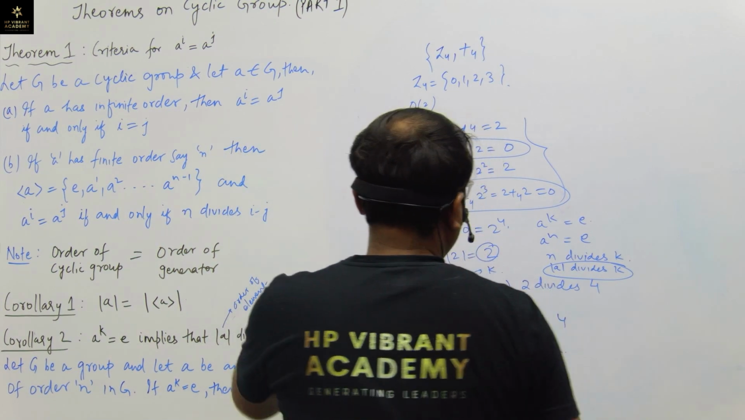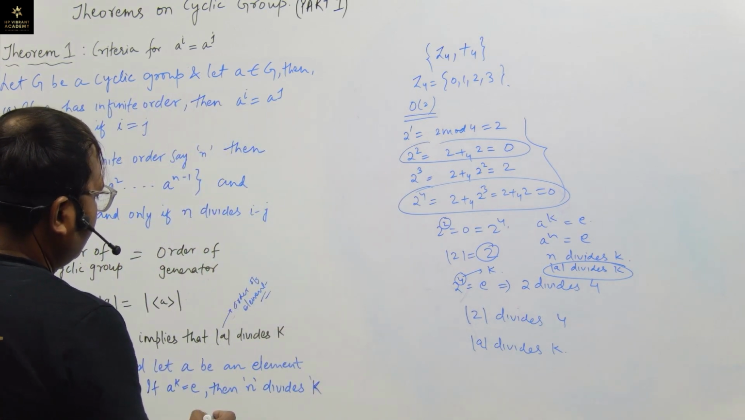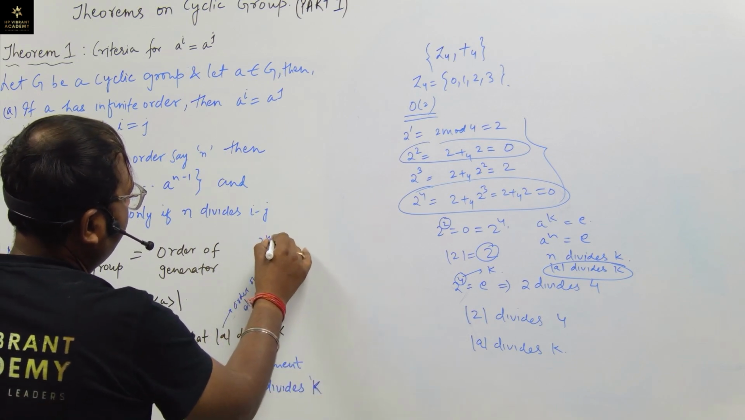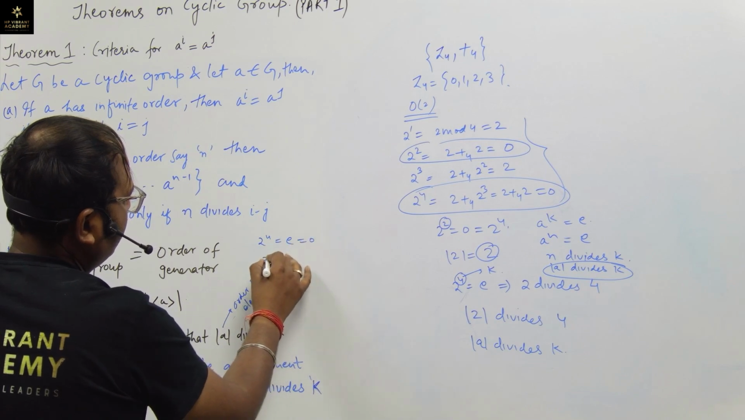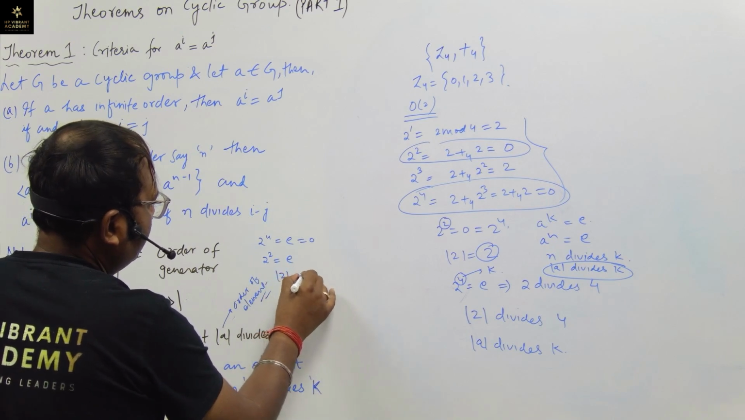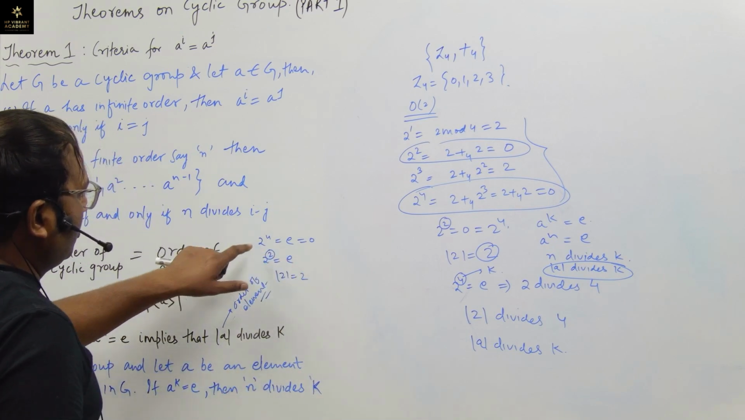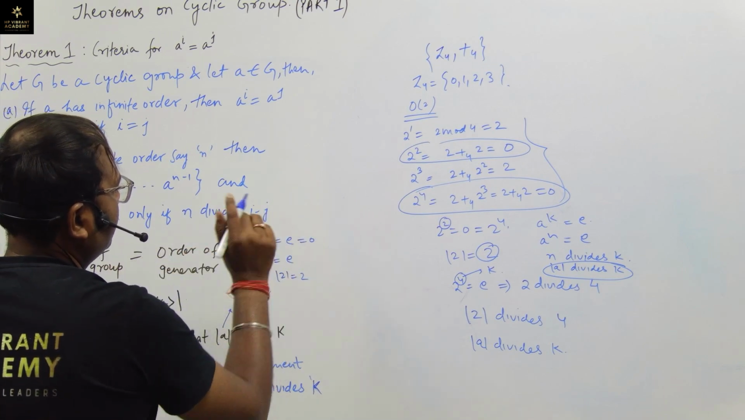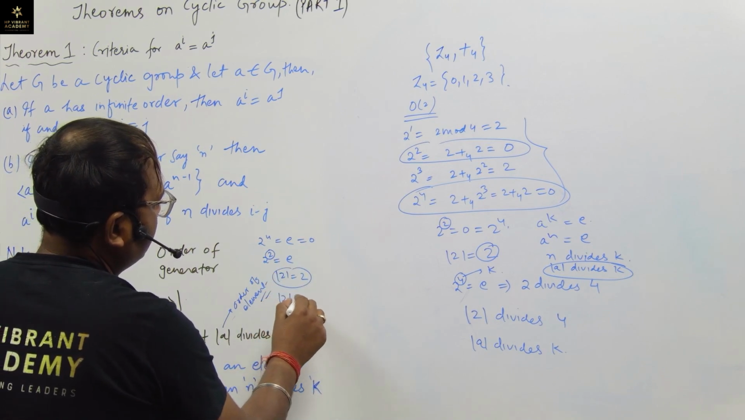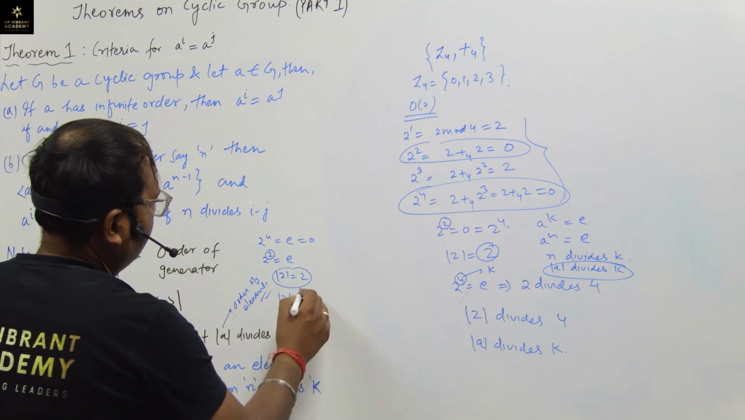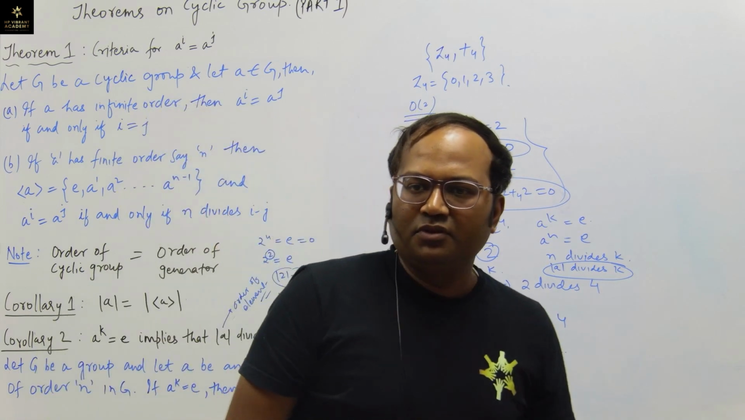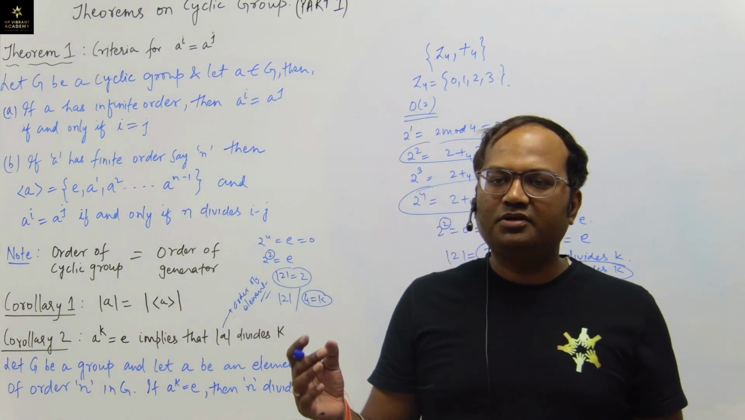In this particular example we have taken a as 2. So 2 to the power 4 is equal to identity, equal to 0, and 2 squared is also identity. So the order of element 2 is equal to 2 because 2 is the smallest of 2 and 4. So the order of element 2 divides 4, and we have taken k as 4. As simple as that. We will discuss further in the next lecture. Thank you.